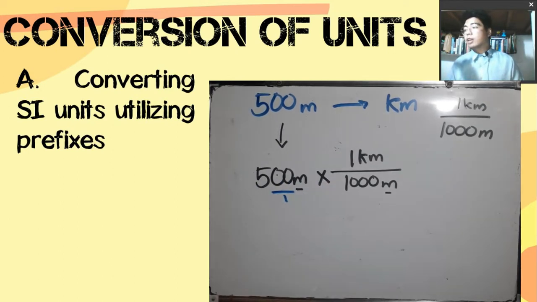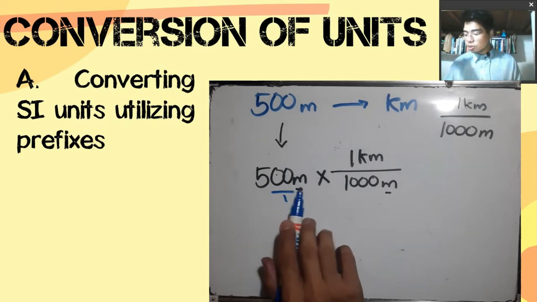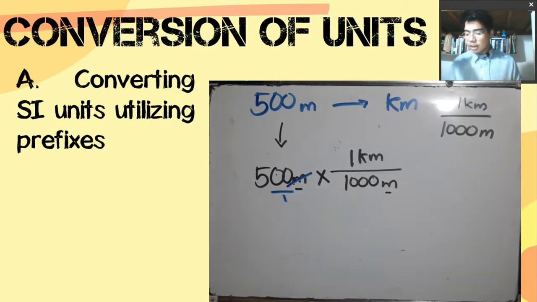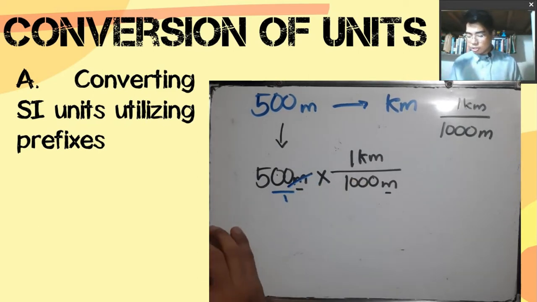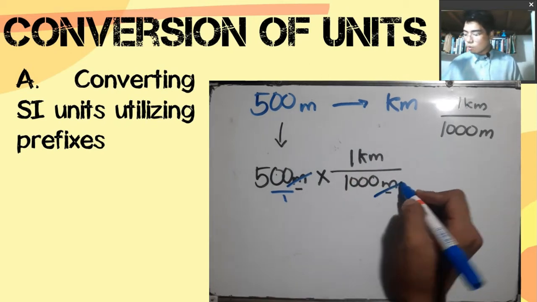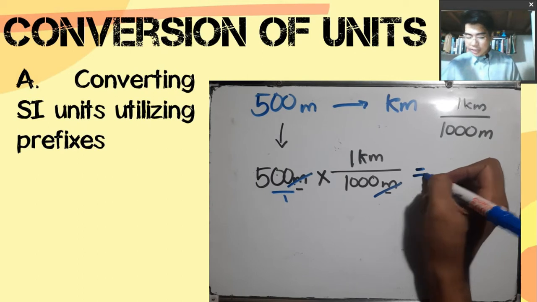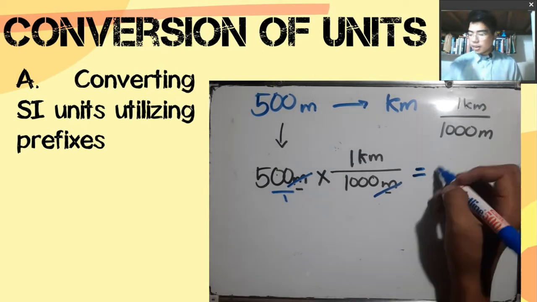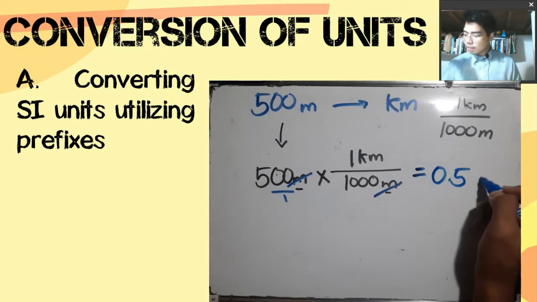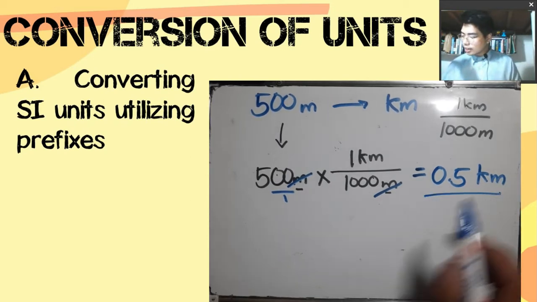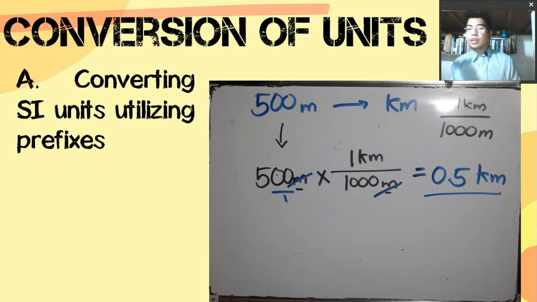If we're going to follow the proper fractions, we can now cancel the numerator to the denominator. It will now be 500 meters over 1,000 meters. Then, if we're going to write this, it will now be equivalent to 0.5 kilometers. And this is now your answer for this particular problem.